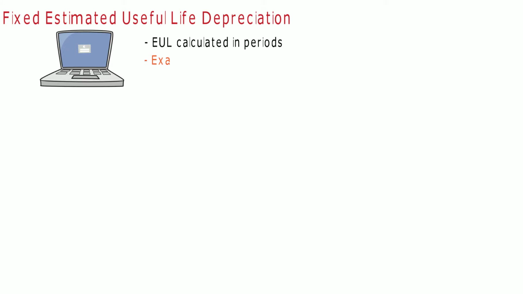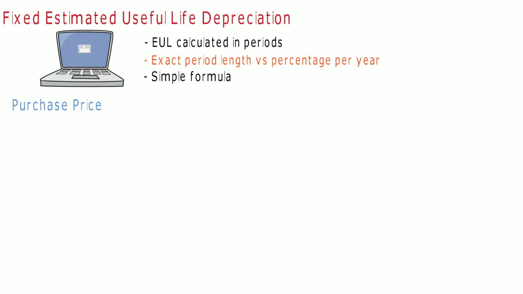The difference between this type of depreciation and other depreciation methods is that the exact number of periods to depreciate the asset can be defined, as opposed to defining the percentage per year by which the asset must be depreciated. As such, the fixed EUL depreciation method has a simple formula of the cost of the asset over the total number of periods in its useful life.